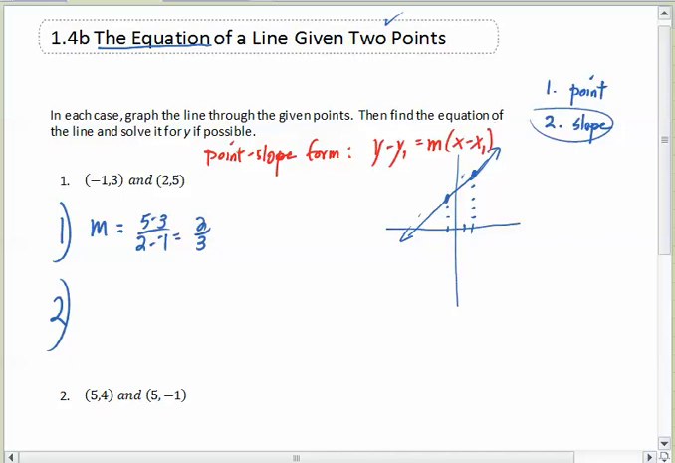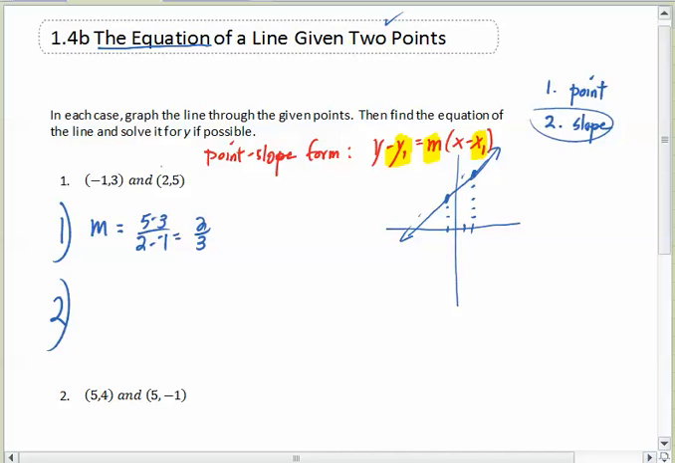Now, I'm going to highlight a few things here. These are the only places where you'll dump in information. The other x and y that don't have the subscript are going to stay x and y.